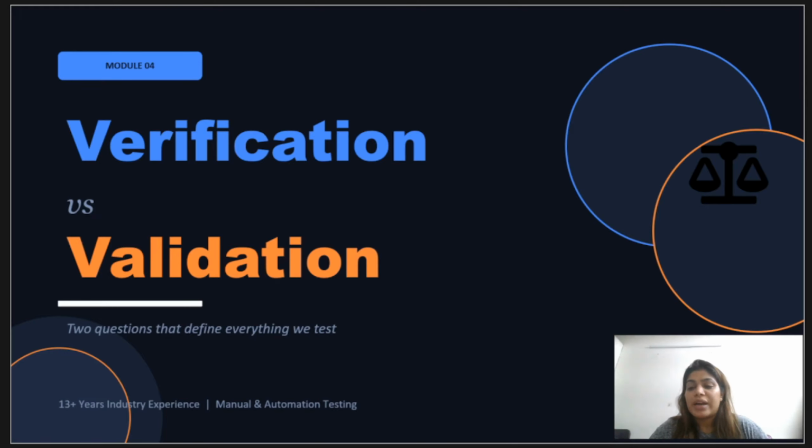V and V is one of the most fundamental concept pairs in all of software quality. It appears in the ISTQB syllabus, in interviews, and in daily QA conversations. Understanding the distinctions shapes how and when you test.